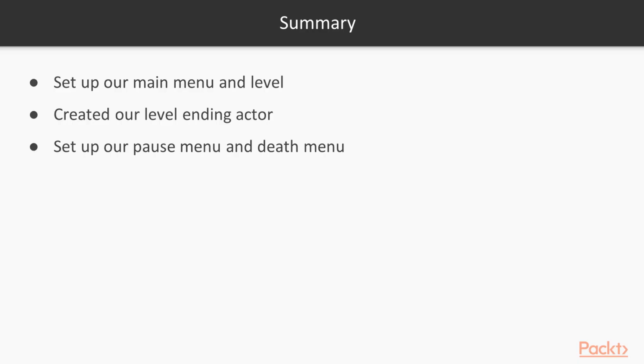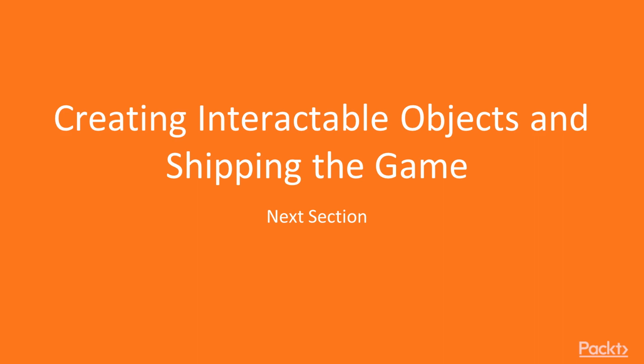So in summary, we've set up our main menu and level, created our level ending actor, and set up our pause menu and death menu. In the next section, we will be creating interactable objects and shipping the game.